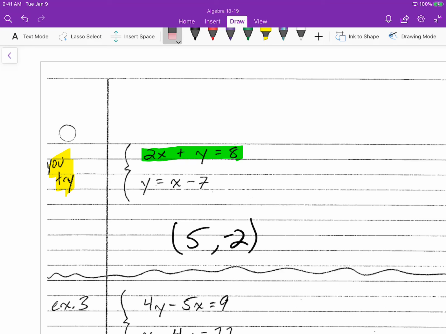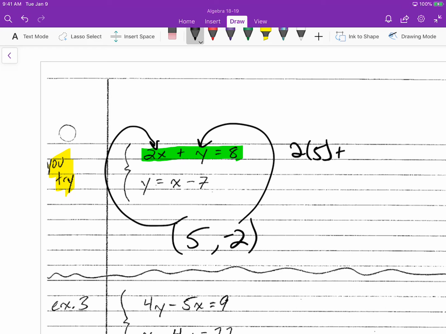And just to double check, I can plug it into the top as well. 5 is x, negative 2 is y. So I get 2 times 5 plus negative 2. Does that equal 8? Well, that would be 10 plus negative 2. Does that equal 8? Yes, it does. Okay, so I even double checked up there.